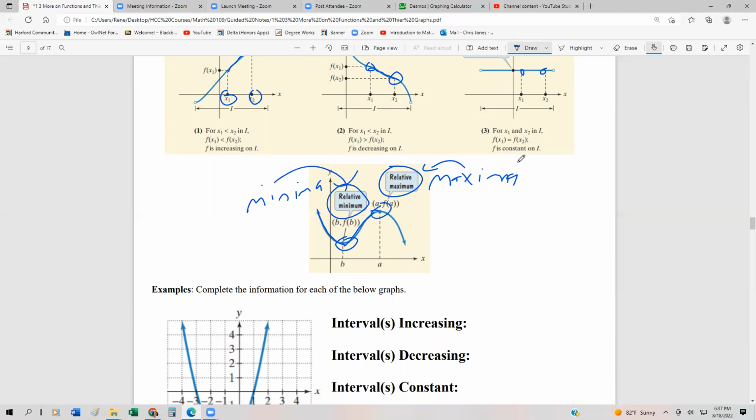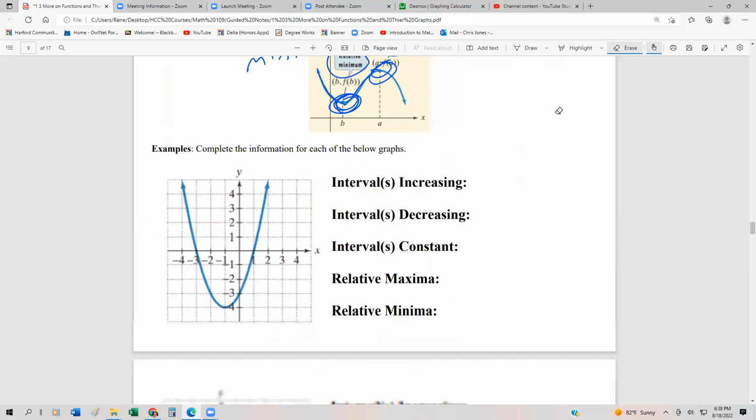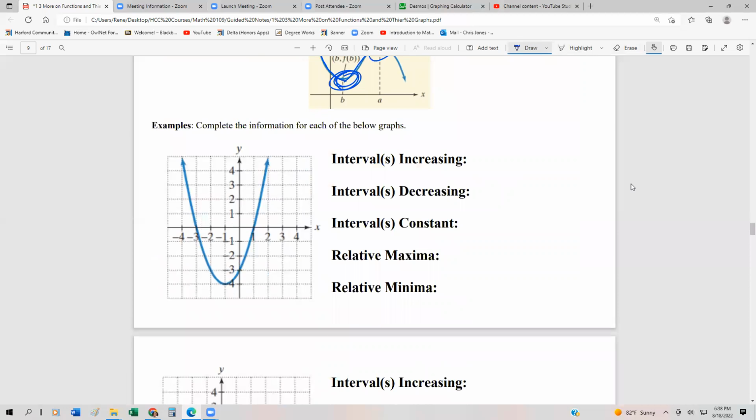Notice that we have high points on a function and lowest points on a function. These points right here are called points of inflection, where basically it changes from increasing to decreasing. For those of you that have to take Calculus 1, you'll see that. But in this course, we're just looking at the graphs. We're not trying to figure those out analytically. So let's take a look at some examples to determine where functions are increasing, decreasing, constant, and then the maxima and the minima of functions.